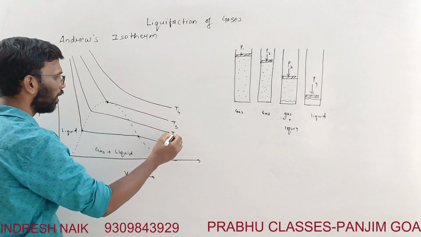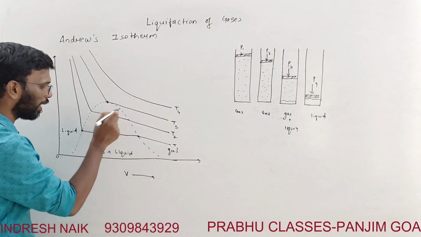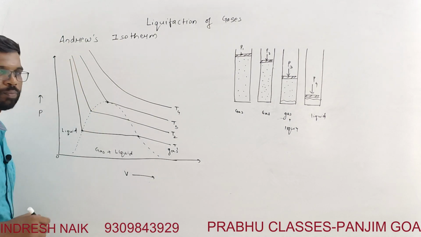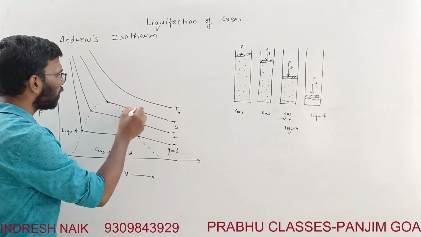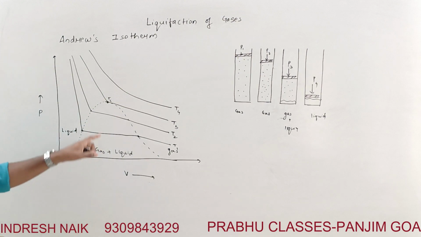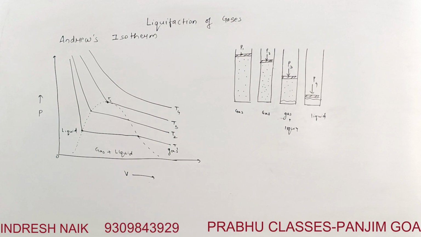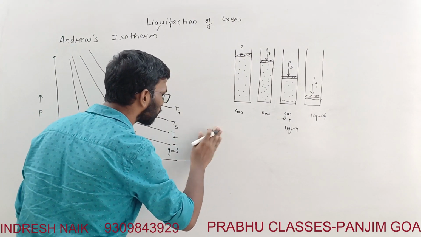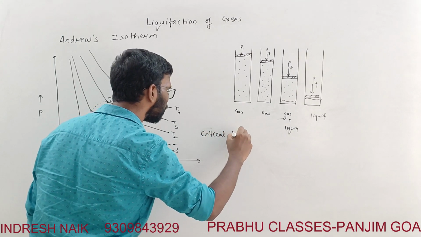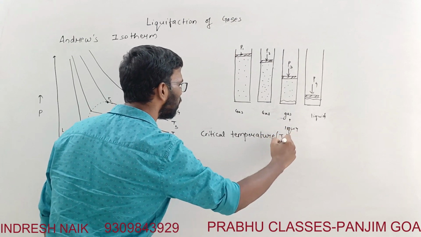What happens is that you require more pressure, and this is the phase where a gas and a liquid exist, and again this is the curve. So this is the gas. This point, I will write as TC. This point is called TC. TC means critical temperature. It is written this way.